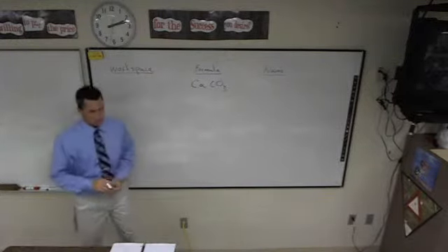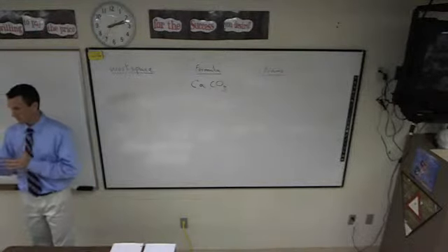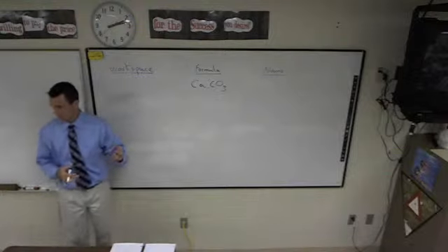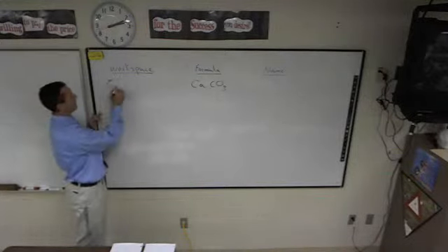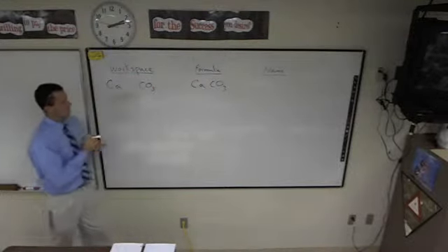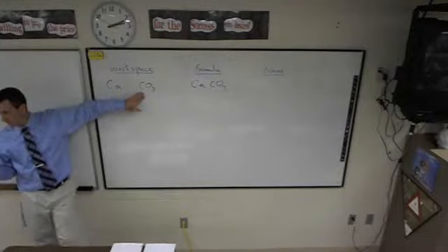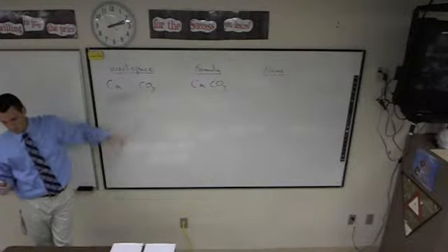All right, first one, formula, CaCO3. How do you know that that's not binary? Because there are 3 capital letters, which indicates 3 elements. So that's obviously not binary. First thing you do, put the elements down in the workspace. You've got Ca, you've got CO3. Look on your polyatomic ion sheet and find CO3. What is its charge?